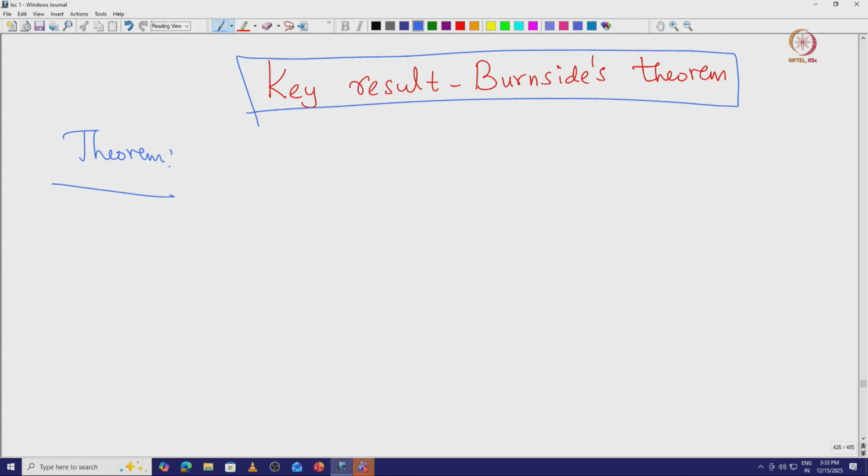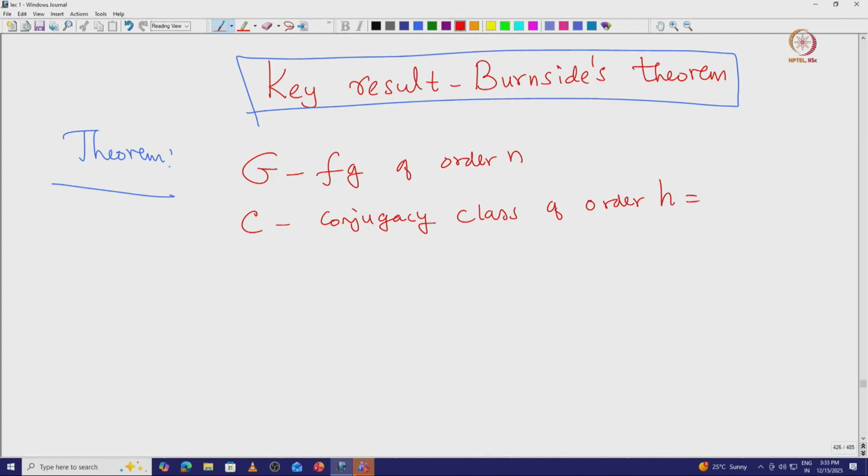As before, we assume G to be a finite group of order n and C a conjugacy class of G with order, let us say, H. So, that is the cardinality of C. Suppose that we have an irreducible representation, let us call it phi, of degree d, and we make the assumption that the GCD of H and d is 1, that is, they are relatively prime.